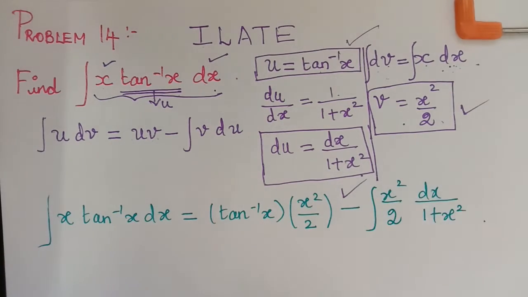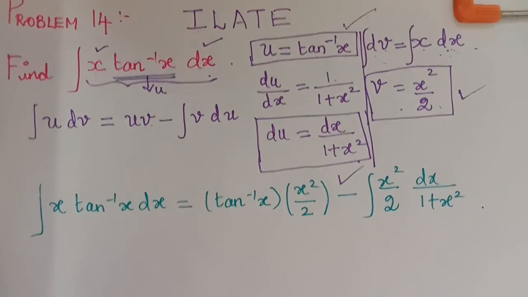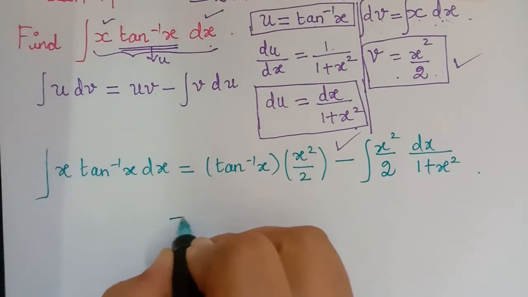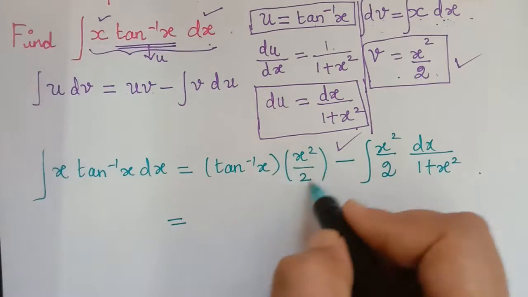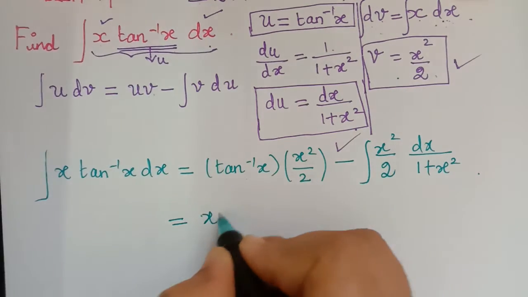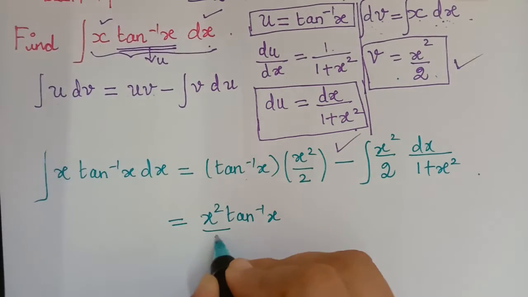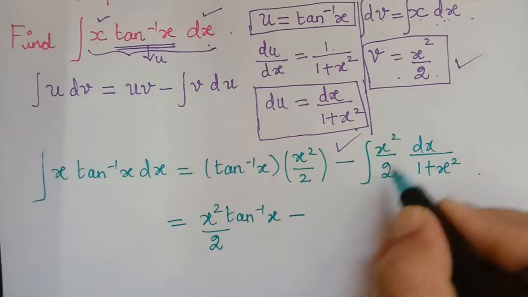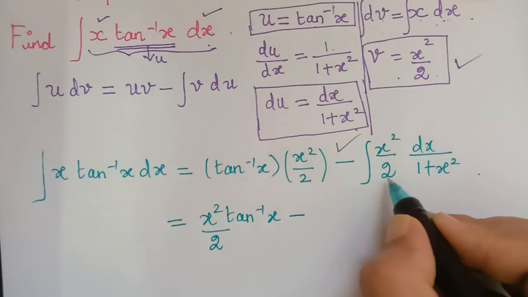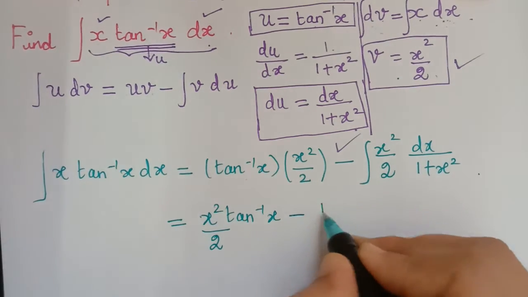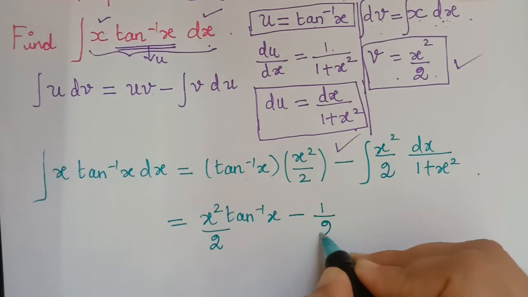Now let us rewrite this properly. So this, when we rewrite it, because these two are in product, let me write this term first. So x squared tan inverse of x divided by 2 minus this 2 which is here in the denominator, it can be taken out because it is a constant which is free of integration.